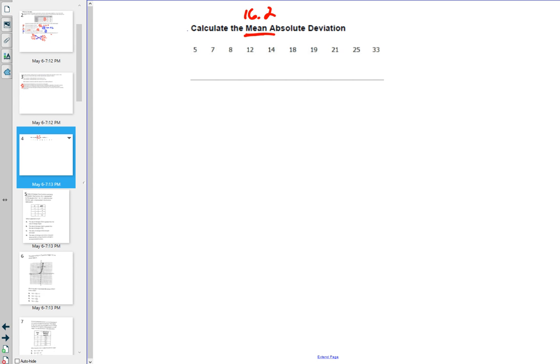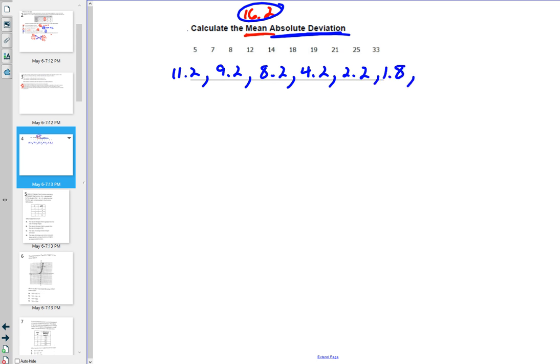So then, in order to figure out what the mean absolute deviation is, we've got to calculate the absolute deviation between this mean and all of those numbers. We have to get a positive each time, but we just want to know how far away each of those numbers is from 16.2. So 5 is going to be 11.2 away. 7 is going to be 9.2 away. 8 is going to be 8.2 away. 12 is going to be 4.2 away. 14 is going to be 2.2 away. 18 is 1.8 away. 19 is 2.8 away.